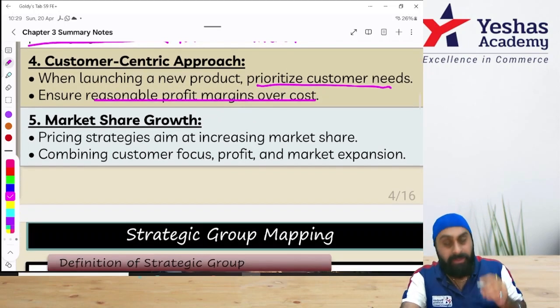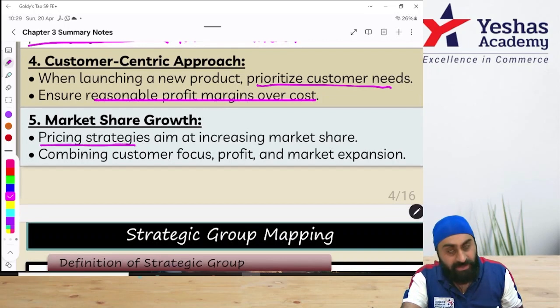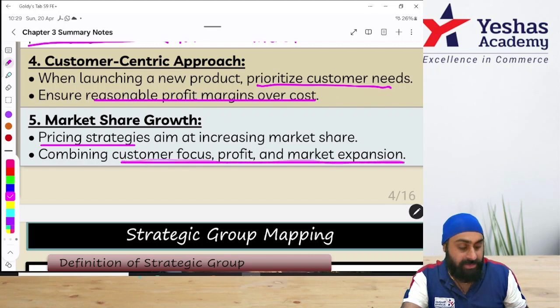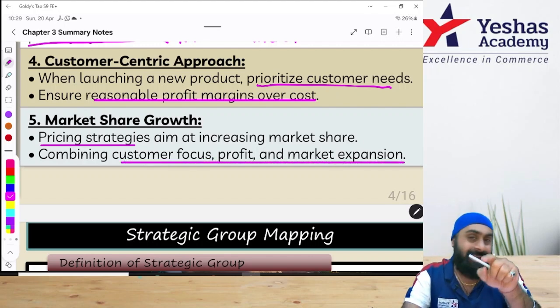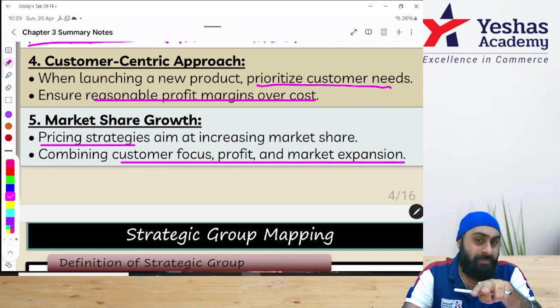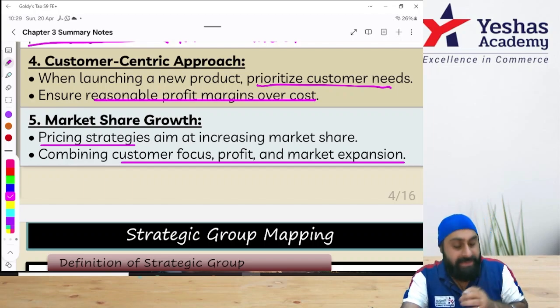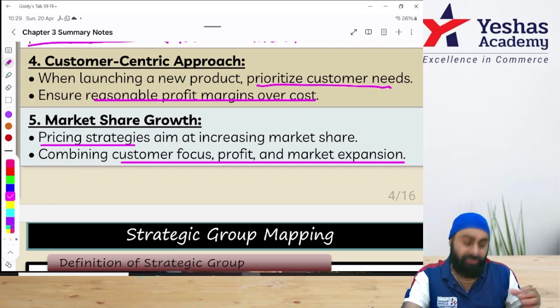Market share growth. You made a fantastic product, but if your pricing strategy is not right, your product will fail. Combining customer focus, profit and market expansion. Yes, you want profit. Yes, focus on the customer first, then profit, then market expansion. This is the step. How would you do it?